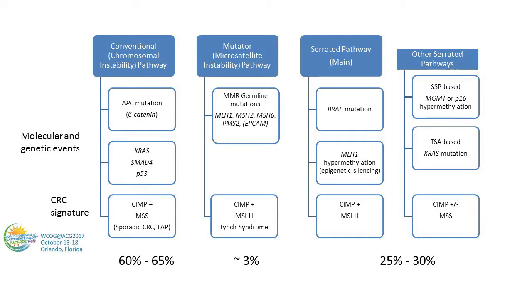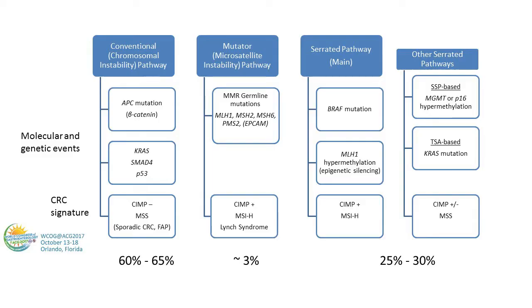There are several molecular underpinnings to the serrated pathway, some of which are not as well defined as the others. I will focus on what I'll refer to as the main serrated pathway, and this one really goes through the central actor, which you'll see as a theme later in this talk, the sessile serrated polyp, which should be thought of really as an adenoma equivalent in terms of its risk of colon cancer.